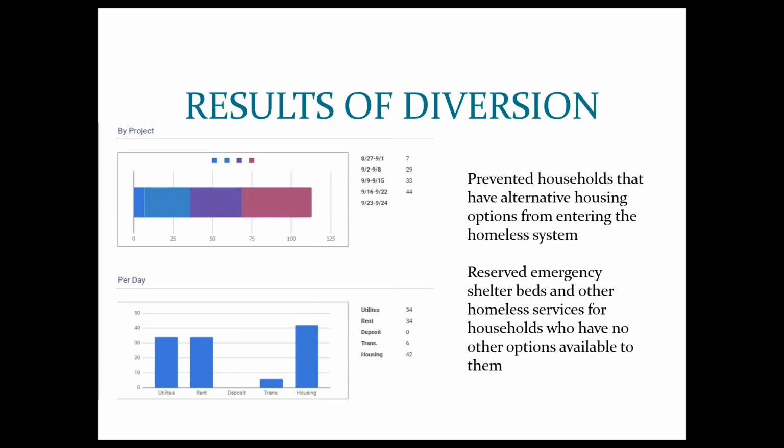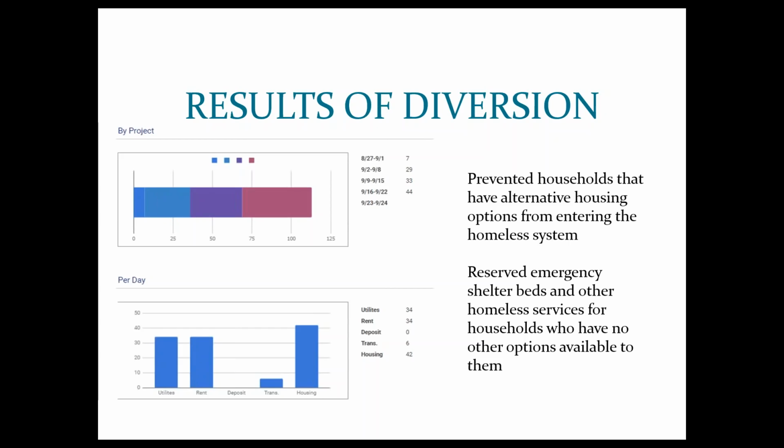So, the results of diversion. Since we have been providing diversion services, we have been able to prevent households that have alternate housing options from entering the homeless system. We have been able to keep our beds reserved for the most vulnerable individuals who have no other options available to them.